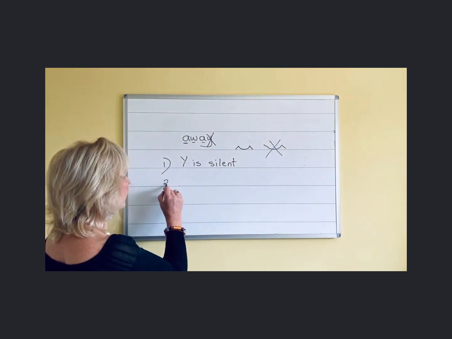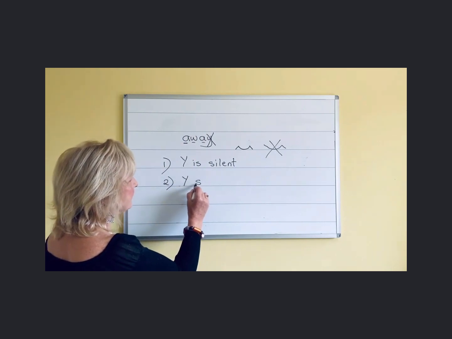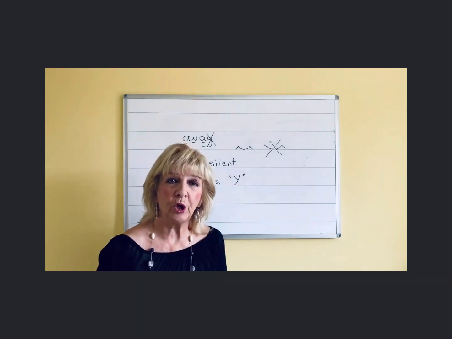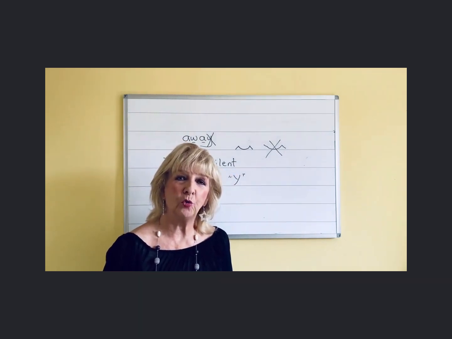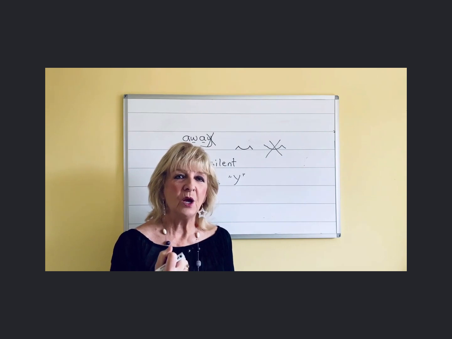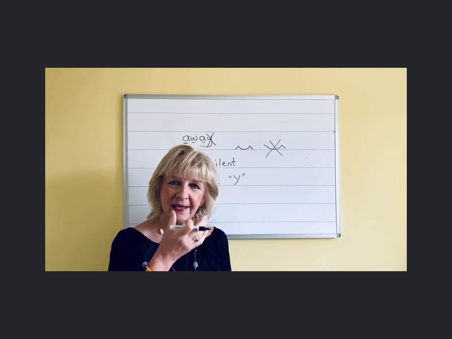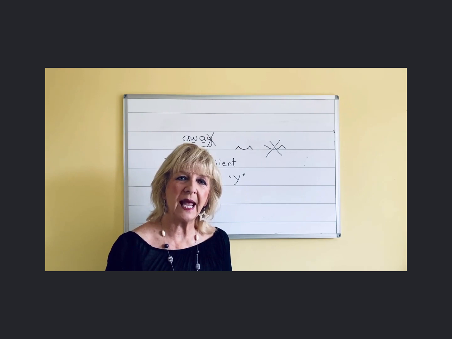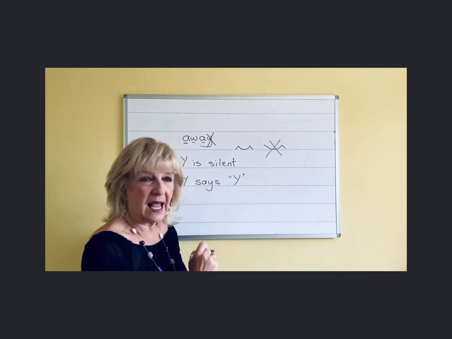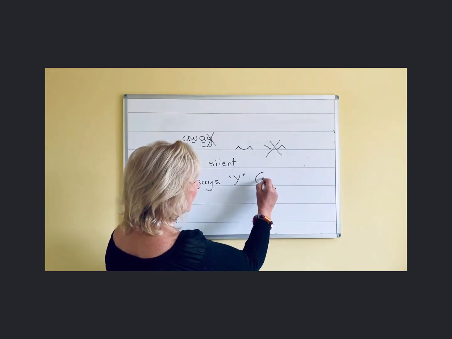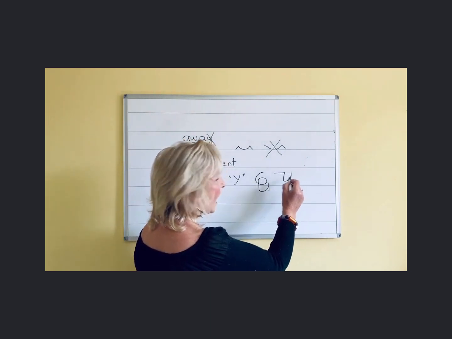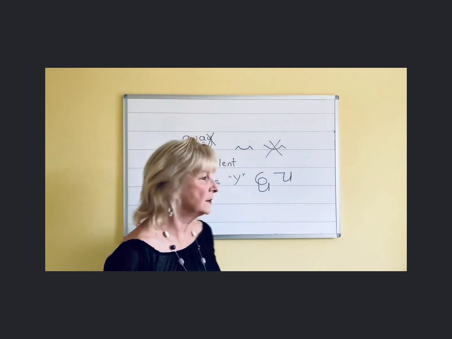Second one is when Y says Y. In words like boy, joy, enjoy, royal. Now if you notice, I'm emphasising those words because if you're unsure, when you say bay, say, lay, the lips go back. When you say boy and joy, the lips come forward. So if your lips come forward, you've got a y sound. So boy then would be written B and Y. Toy would be written T and Y because the lips come forward when you say that word.